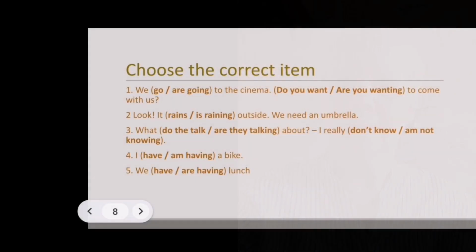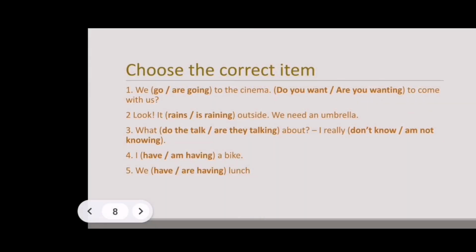So also present continuous. And the task today is not just to fill in the gaps, but to choose the correct item or to choose the correct form of the verb, present simple or present continuous. Pause the video, take your time, and try to understand and remember everything. Don't forget about the stative verbs, and don't forget about the situations when we use present simple and when we use present continuous.